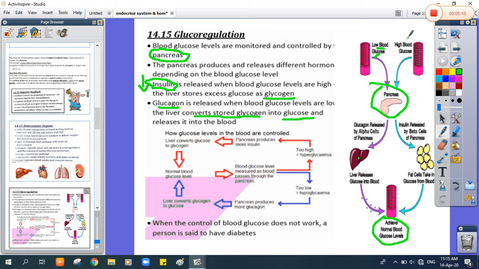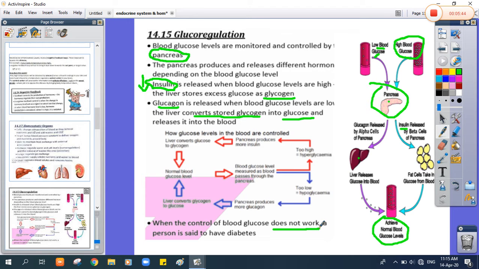When the high blood glucose level is present in the blood, the pancreas secretes insulin, and the insulin is secreted by beta cells of the pancreas and converts the glucose into what? Into glycogen. Okay? Great.